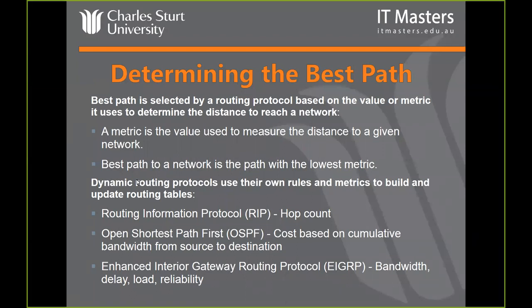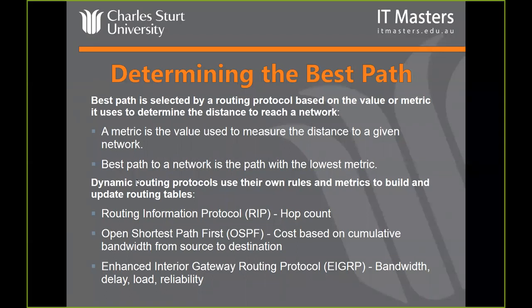So sometimes the metric is hop count, sometimes it's cost, which is based on a number of different things, which we'll have a look at when we get to OSPF, or it can be a combination of multiple things. So if we look at Routing Information Protocol, or RIP, it's hop count. OSPF uses cost based on the cumulative bandwidth from the source to destination. So we'll look at an example of that later on, but basically it adds up all the bandwidth of all the links between point A and point B, and that is the cost for that particular route.